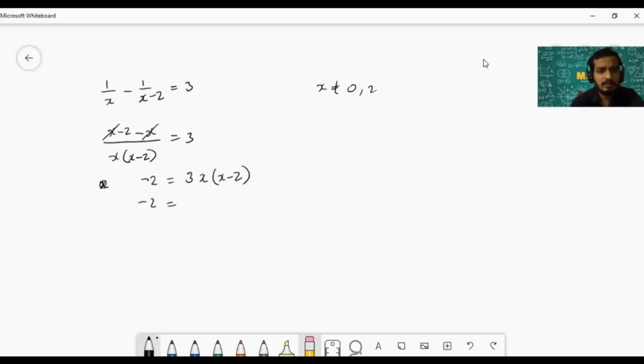In the next step we can expand the bracket, that is 3x square minus 6x. And now to make the general form, you move this minus 2 to the right side, so that will become plus 2. So you will get 3x square minus 6x plus 2 equal to 0. So this is the quadratic equation in general form.